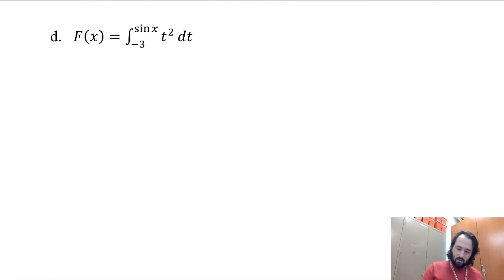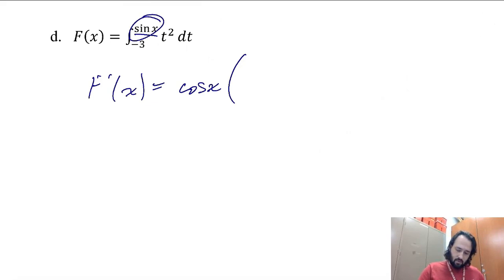All right, part D down here. So if I do the derivative, then f prime is, I'm just going to go ahead and multiply by the derivative of sine, so cosine, and then times, throw your sine into the t spot, so sine of x, sine squared of x, right? Right. All right.